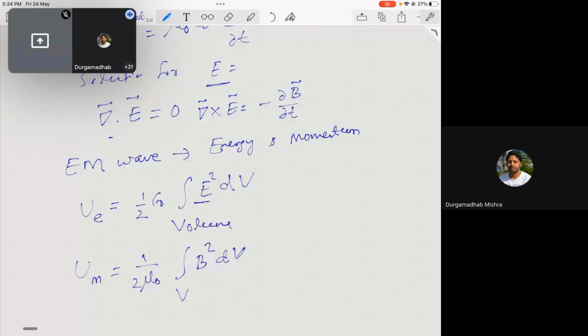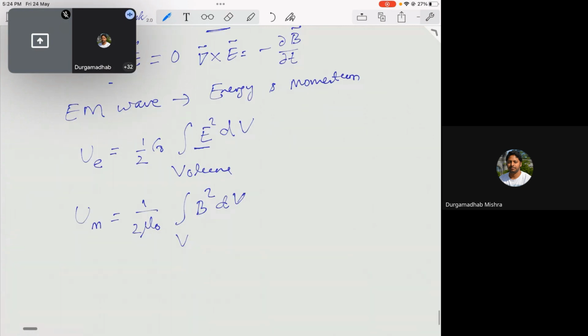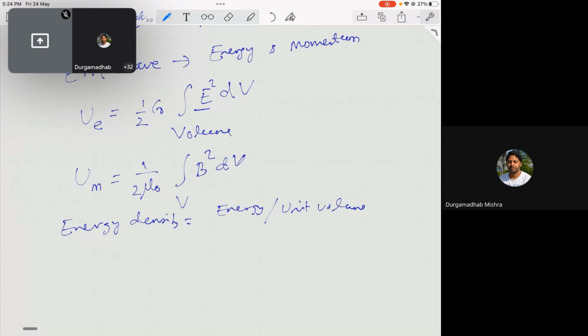One thing which we normally do, particularly when we talk of an electromagnetic wave, is to say something about the energy density. This energy density we define as the energy per unit volume.